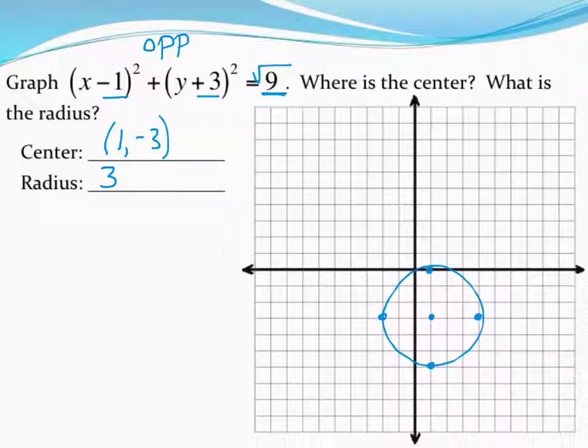That's a little bit better. Oops, I guess I missed that point just a little bit. But as long as I can tell you graphed your points correctly and you made a somewhat round looking circle, that's going to be A-OK in my book.